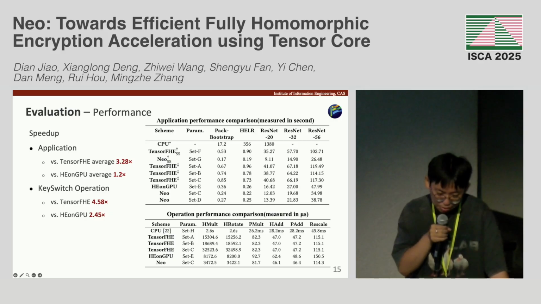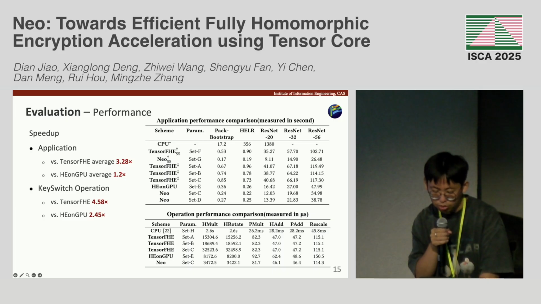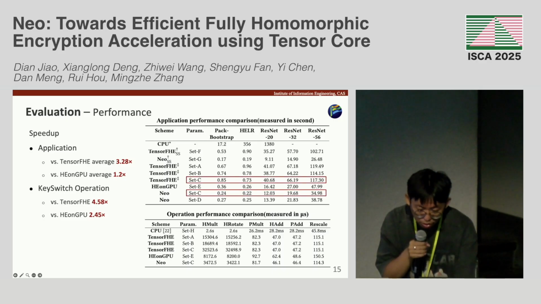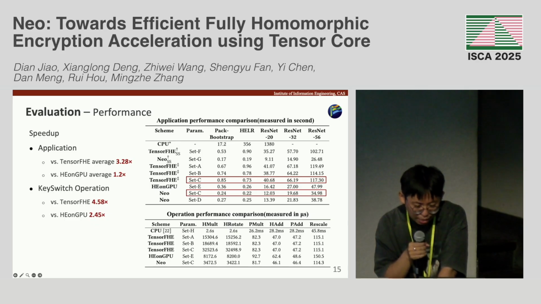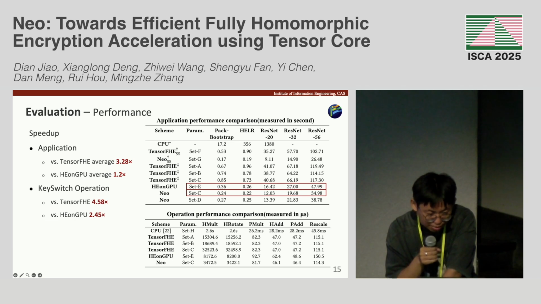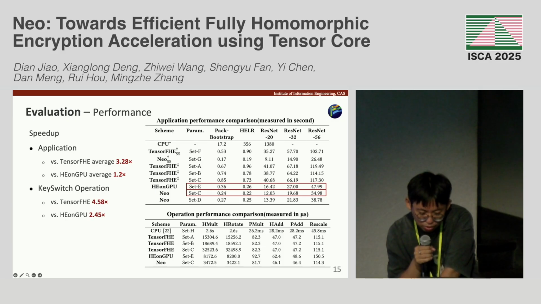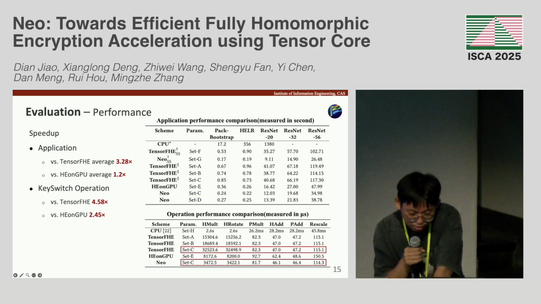In these applications, NEO delivers strong performance gains compared to Tensor FHE. NEO achieves an average speedup of 3.28 times, and compared to HE on GPU, NEO is 1.2 times faster on average. In the most critical and time-consuming operation, key switch, NEO's performance boost is even more pronounced. NEO achieves an average speedup of 4.58 times over Tensor FHE and 2.46 times over HE on GPU.